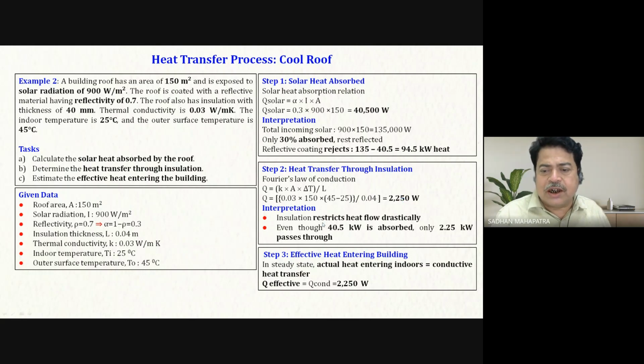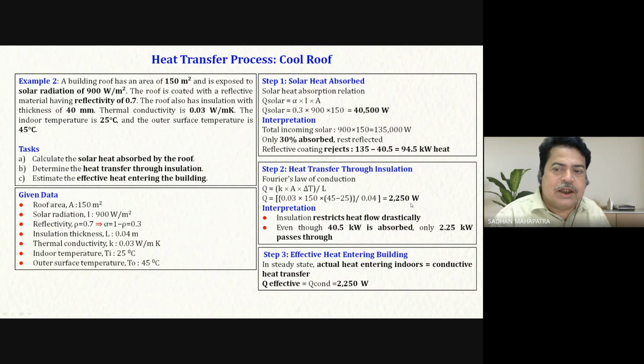So insulation restricts the heat flow drastically. Even though 40.5 kilowatt is absorbed, only 2.25 kilowatt passes through, and that goes inside the building. So the effective heat enters the building in a steady state. Actual heat enters the indoors due to conductive heat transfer, and that is only 2250 watt.